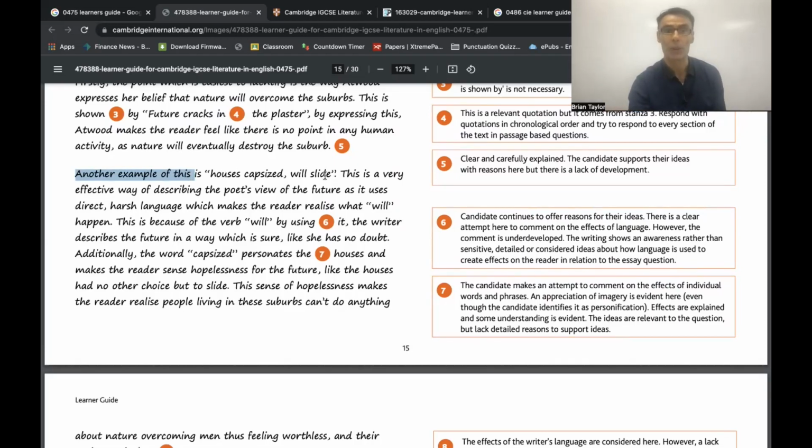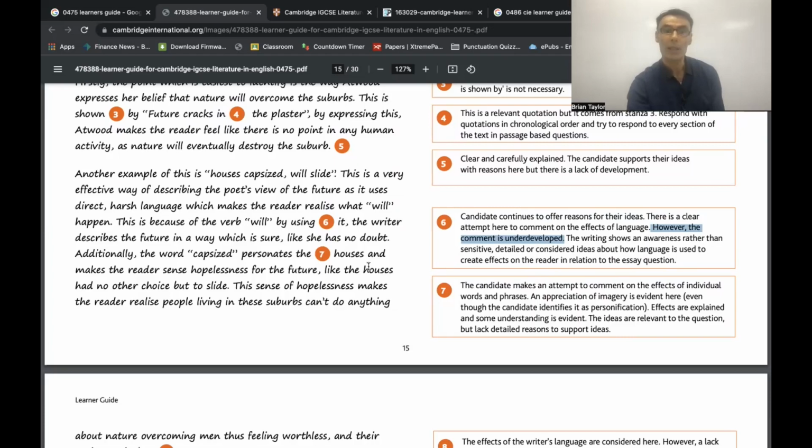"Houses capsized will slide." This is a very effective way of describing the poet's view of the future, as it uses direct, harsh language, which makes the reader realize what will happen. This is because the verb "will", by using it, the writer describes the future in a way which is sure, like she has no doubt. So here's the examiner's comment, and basically they're saying it's underdeveloped. Her analysis of the keyword "will" is not particularly riveting.